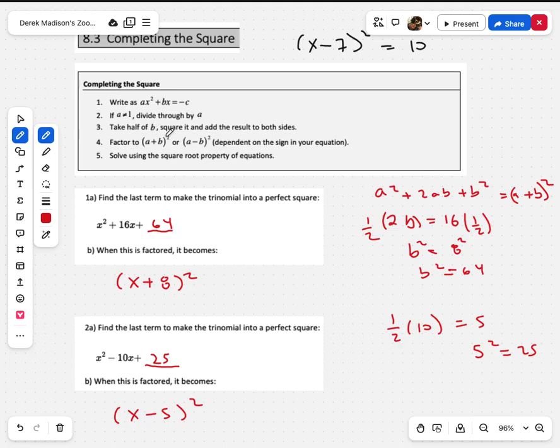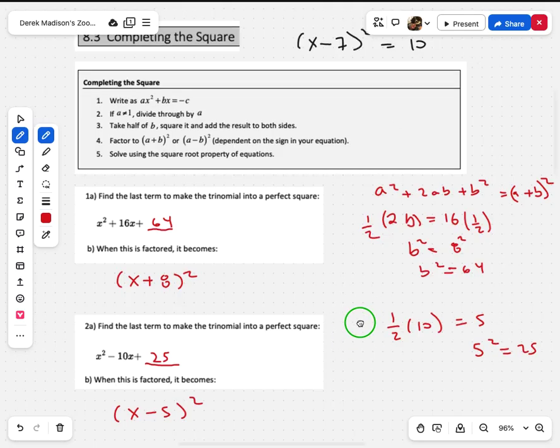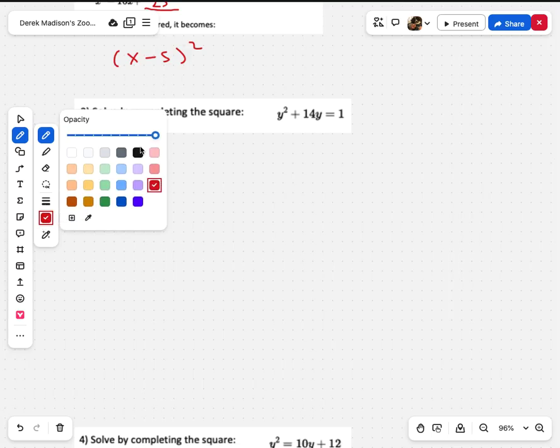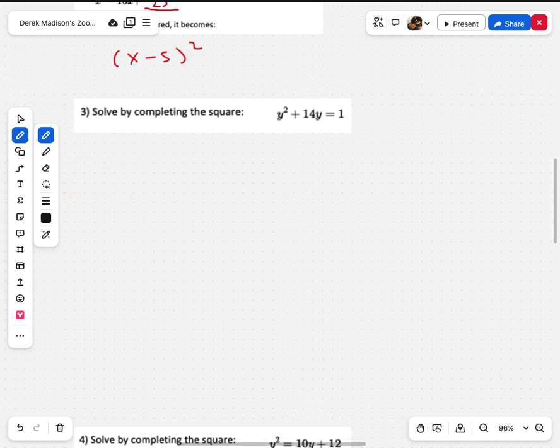Then we're going to take half of b, square it, and add the result to both sides of the equation. After that, we're going to factor like we did right here, and then we'll use the square root property like we did in the last section to finish solving. So it sounds like a bit, but it actually is not that terrible once you kind of get the flow of it, at least for problems where a is 1 and b is even.